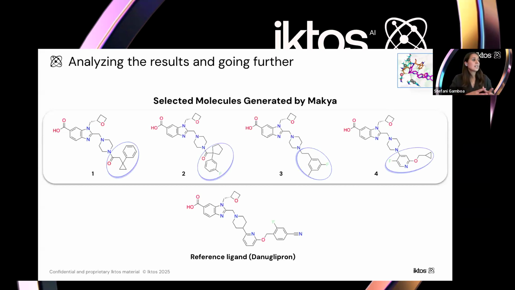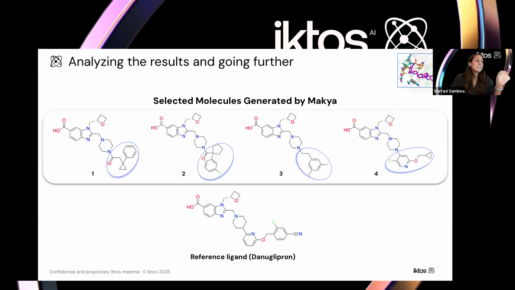So in this first slide, I'm presenting you 4 molecules. It's important for you to know that this was a first iteration. Here we are not looking for any decoration. We just wanted to have ideas of different scaffolds that Makya generated.